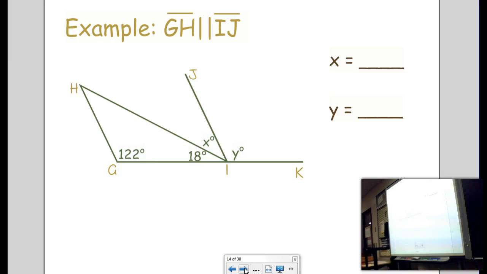GH is parallel to IJ. Find X and Y. This is the first KU level problem of the day.